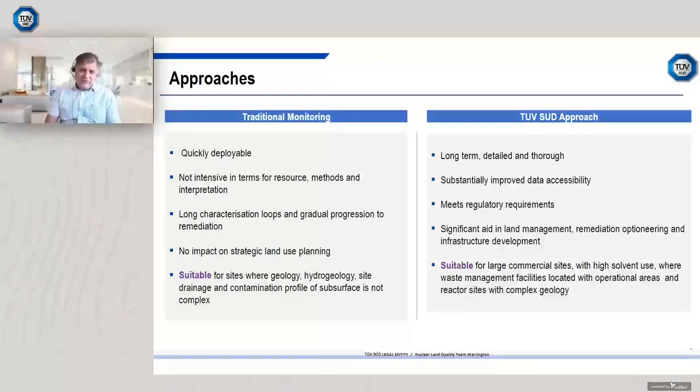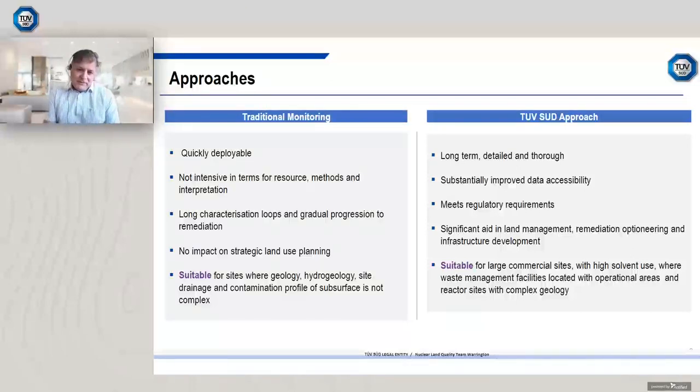So if we look at how things were previously and what changes we have brought about in response to the challenges, the traditional monitoring is quite quickly deployable, and it's not intensive in terms of resource or in scientific methods and the level of scientific interpretation required. It does, however, have very long, I'll say, characterization loops and very gradual progression to remediation.